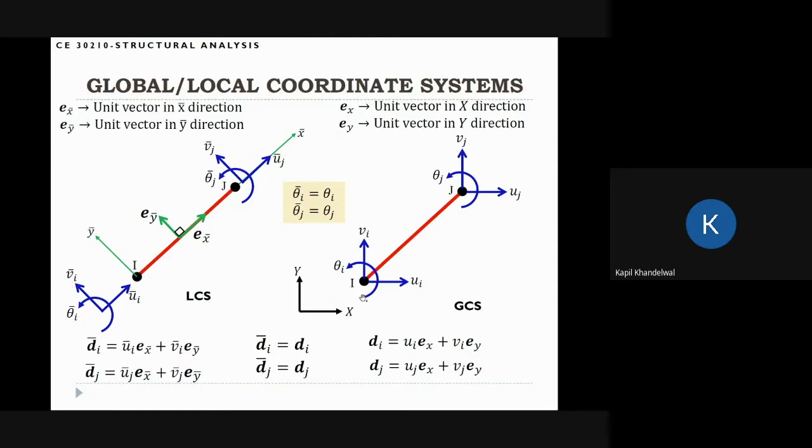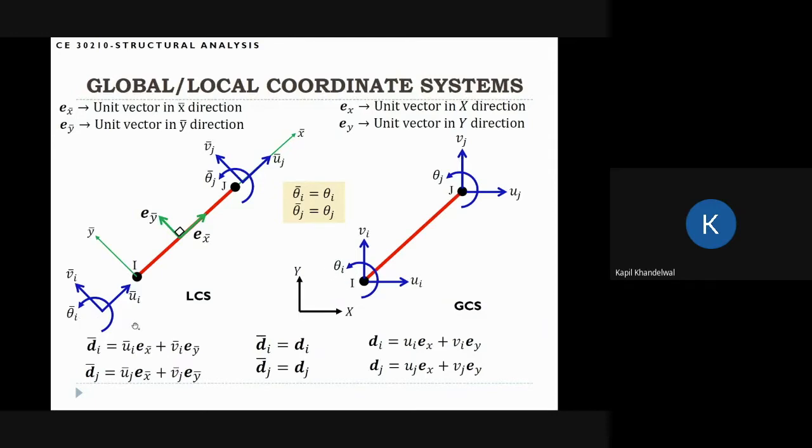And let's compare the I node degrees of freedom in the global coordinate system. The corresponding degrees of freedom are ui, vi, theta I, but here we are using bar, so they are oriented in the local x and local y direction. Here they are oriented in the global x and y directions. One important thing is clearly theta I and theta I bar are oriented in the same direction because they are both oriented in the z direction. So actually theta I bar is equal to theta I.